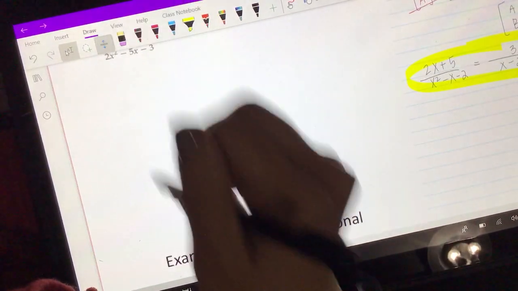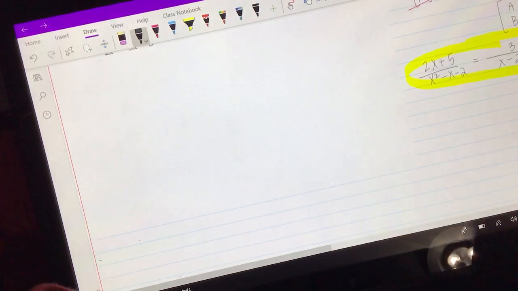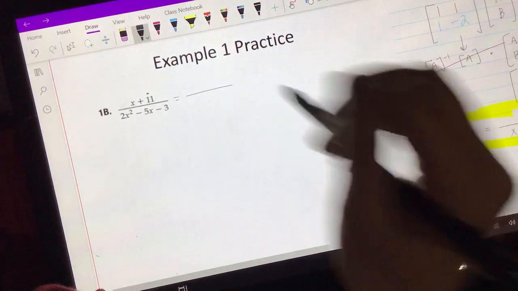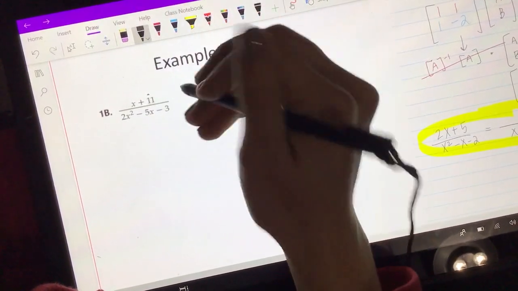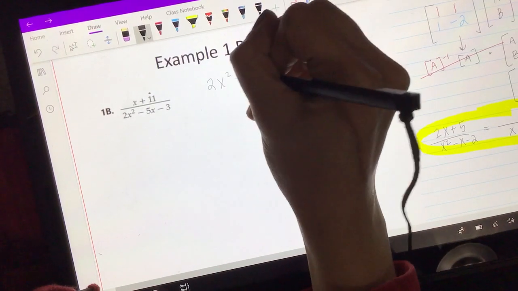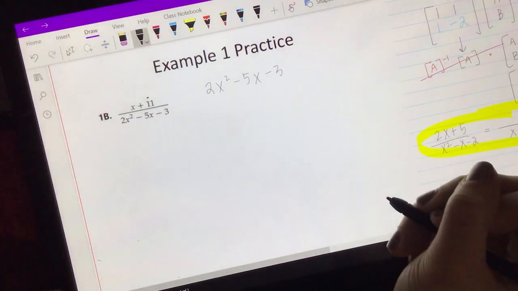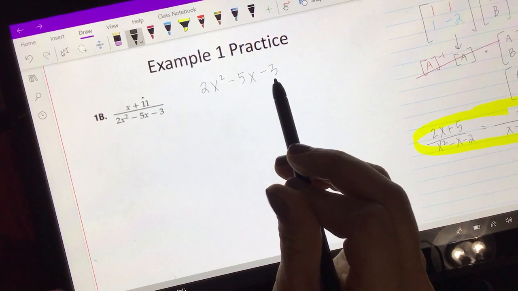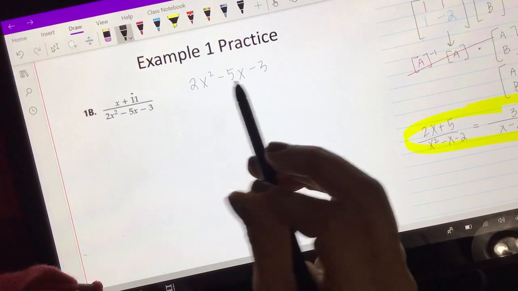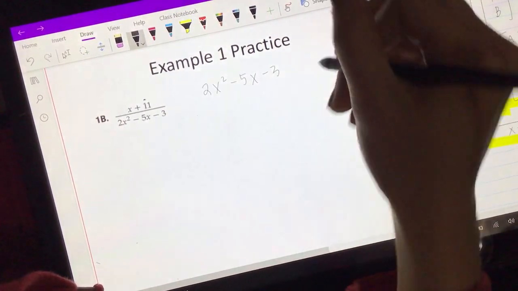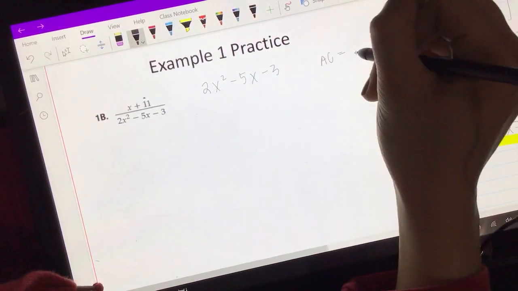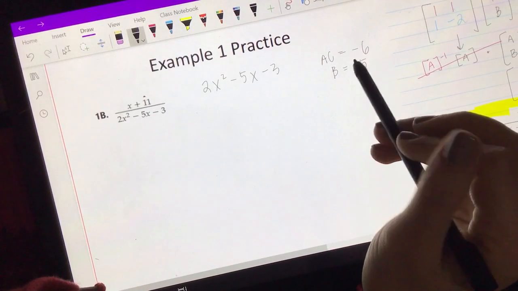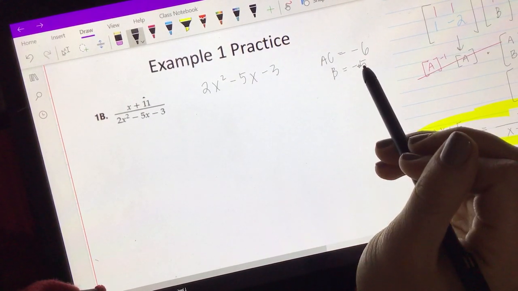Let me get some more space here. All right. So the first thing we need to do is factor our denominator. So we have 2x squared minus 5x minus 3. I'm just going to jot that down so I can factor it. I know my a value is 2, my b value is -5, my c value is -3. For AC method, I need to multiply a times c first. Jot that down off to the side. A times c is equal to -6, and my b value is -5. So I need to come up with two numbers that multiply to give me -6 and add up to -5.